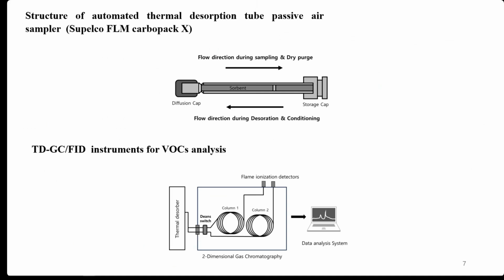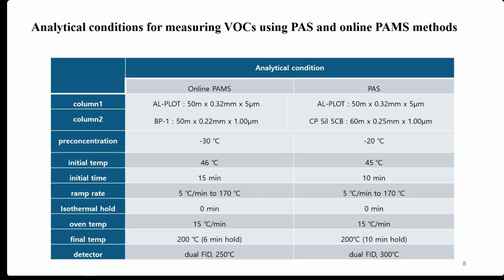This ensures the accuracy of the collected samples and protects them from external contaminations, making it important for obtaining consistent data. The second picture shows the TD-GC-FID equipment used in the experiment. The samples collected were first analyzed in the TD, and the desorbed substances were analyzed in the GC. We needed to analyze 52 VOCs, so we used 2 columns and conducted the experiments with FID. And this table shows the analysis conditions of our equipment.